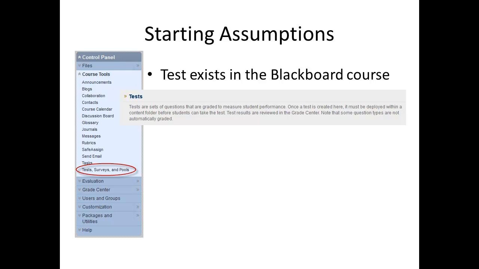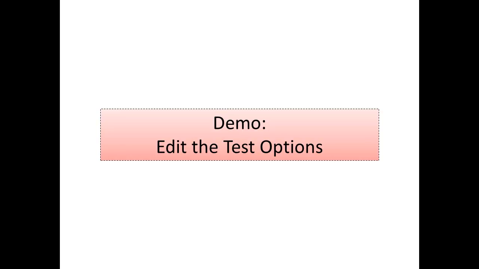Okay, so first of all, the starting assumption I'm making is that you already have a test in your Blackboard course, whether that means that you went under Course Tools on your control panel down to Tests, Surveys and Pools and into the Tests manager and made one yourself, or if you got a test from a publisher or whatever. Bottom line is you have a test already in your test manager. Okay, so at this point, I'm just going to jump out straight to the test options page for when you're actually deploying a test, and we'll go from there.